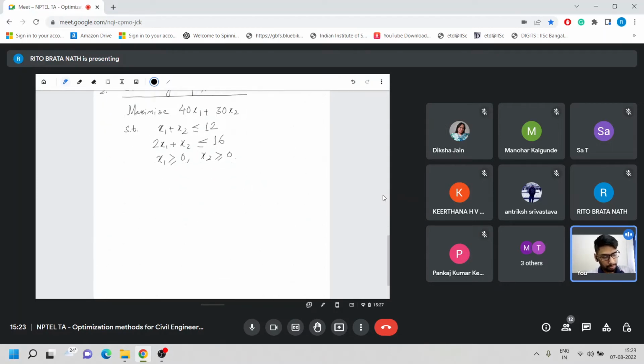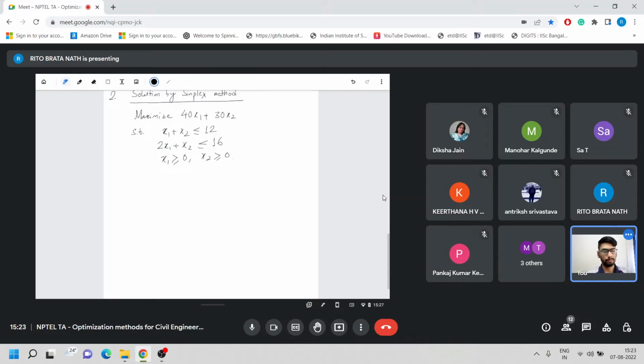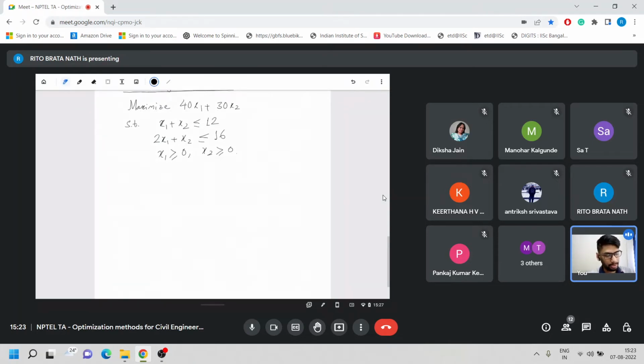Can anyone tell me what the first step of solving such problems is? Whenever you have this kind of inequalities, yes, exactly, we have to add slacks here. So I'll add S1, so x1 plus x2 plus S1 equals 12, and 2x1 plus x2 plus S2 equals 16.